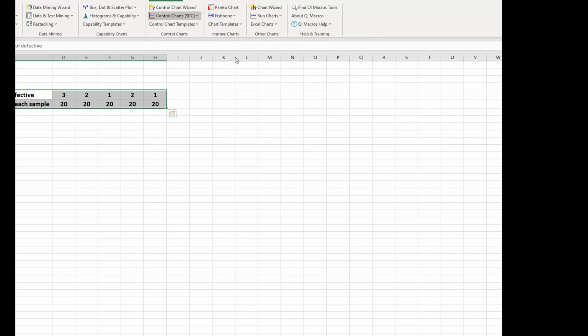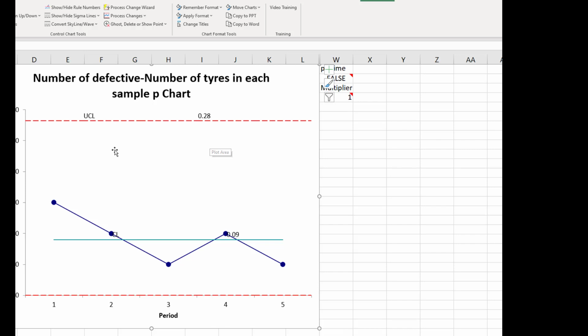So this is P. When I click this, you can see now the same chart which I already showed you in the slides. This chart will appear. The upper control limit is 0.28, the lower control limit is 0 because it starts from 0, and our central line is this one. So while using the current sample, you can say that the process is in control. The quality is okay.